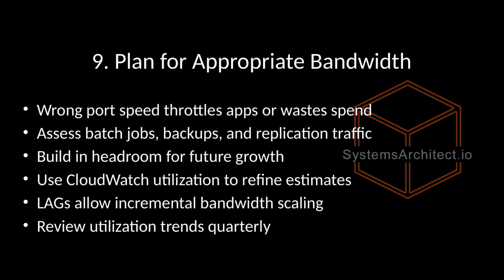9. Plan for appropriate bandwidth. Direct Connect ports come in a range of speeds. The wrong choice either throttles your apps or wastes spend. Base sizing on real transfer patterns: batch jobs, backups, replication. Don't size only for steady state load. Needs tend to grow fast as more workloads migrate to AWS. Build in headroom for the next planning cycle. CloudWatch utilization metrics refine that estimate continuously. LAGs make scaling easy too. You just add a connection instead of re-architecting.